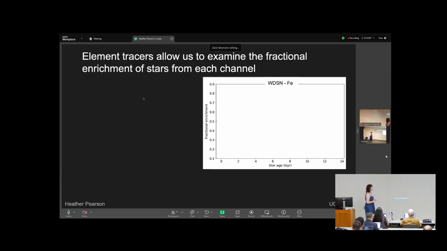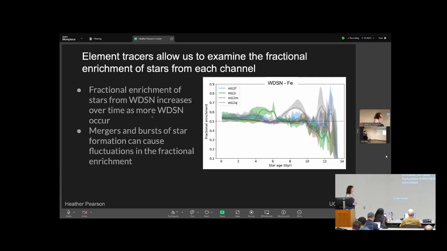So the element tracers do allow us to look at the fractional enrichment from each channel, which I'm about to show you. We have star age on the x-axis and fractional enrichment from white dwarf supernova on the y-axis, and this will be for iron. Here again, the 4 lines represent 4 different galaxies, and you can see that in general, the fractional enrichment from white dwarf supernova increases over time as more white dwarf supernova occur. There are also a lot of bumps and wiggles and time dependence to these values because of the mergers and bursts of star formation that I was talking about earlier with the video.